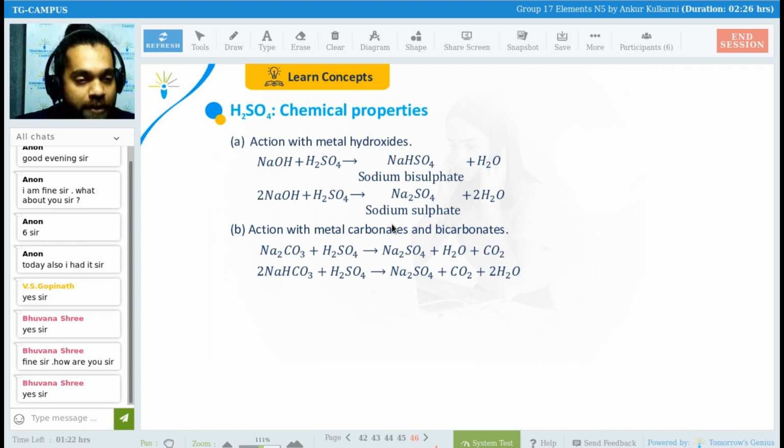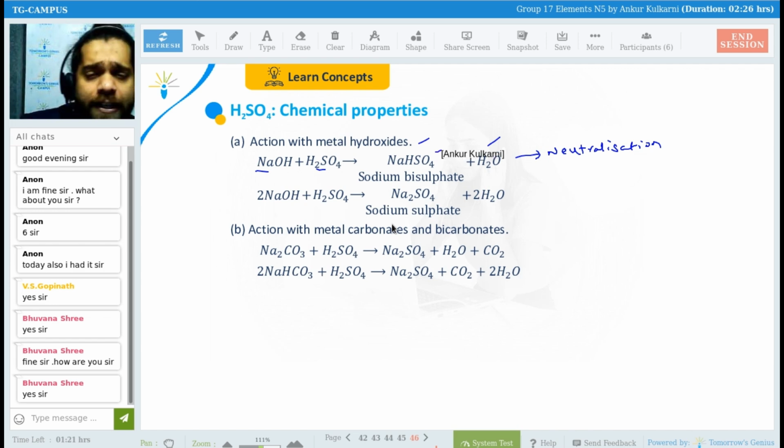Decomposition, hydrolysis, substitution, or anything related with neutral. Acid plus base, what kind of reaction is it? We call it a neutralization reaction. Correct? So acid plus base gives you salt and water. So NaOH, a base, plus acid reacts to give you salt, that is sodium bisulfate, and water. Okay, sodium bisulfate. If you further acidify it, it will give you sodium sulfate and water.